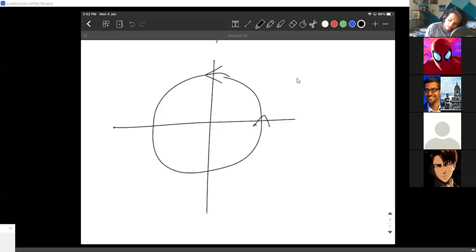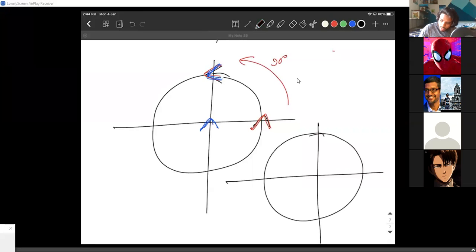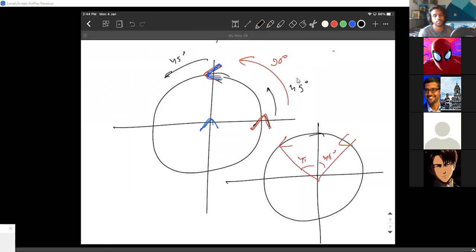One particle is here, the other particle is here. They already have a phase difference of 90. One is at mean, the other is already at extreme. So what is the phase difference between them? 90 degrees. So the projections would only meet at 45, which means the first particle has to travel only 45, the second particle has to travel 45. So you have to find the time to travel 45 degrees.